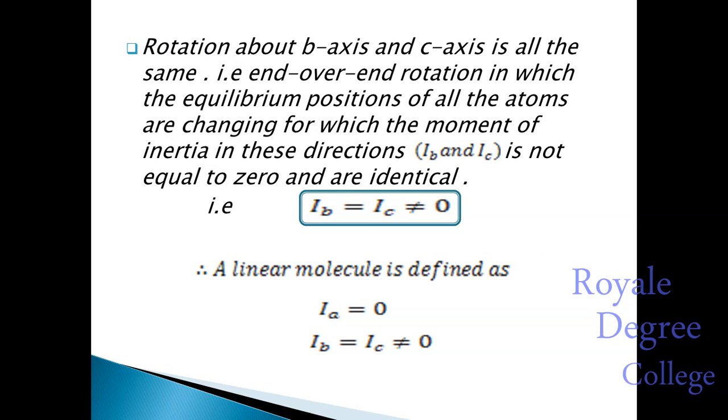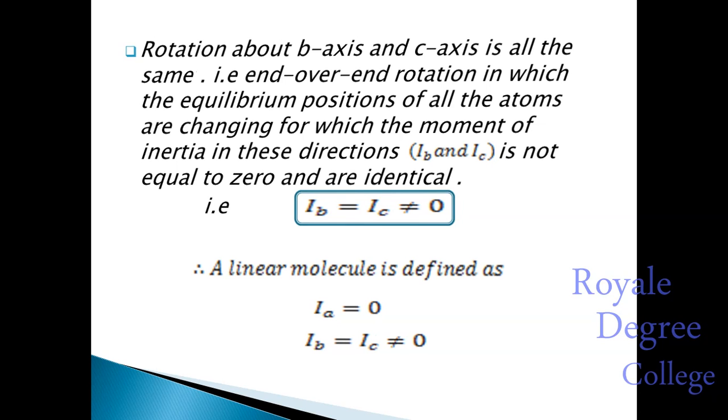So, here rotation about B axis and C axis is all the same. That is end over end rotation, in which the equilibrium positions of all the atoms are changing, for which the moment of inertia in these directions, IB and IC, is not equal to 0 and are identical. That is, IB is equal to IC. Both of them are not equal to 0. Therefore, a linear molecule is defined as IA is equal to 0, IB equal to IC, and both of them are not equal to 0.